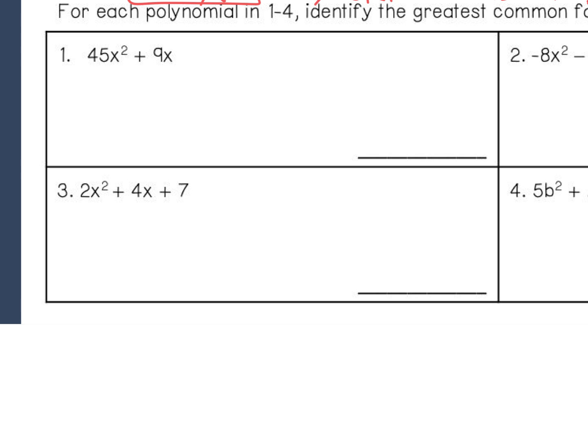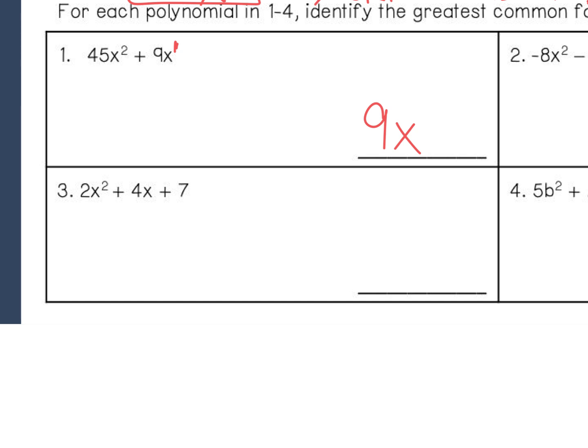Sometimes you can look at your numbers. You don't need to make that little T-chart. And you can be like, oh, I know what the GCF is. So do you know what the GCF of 45 and 9 is? It's 9. And then, look, we both have x's. What's our lowest exponent? Just x. So our GCF here is 9x.